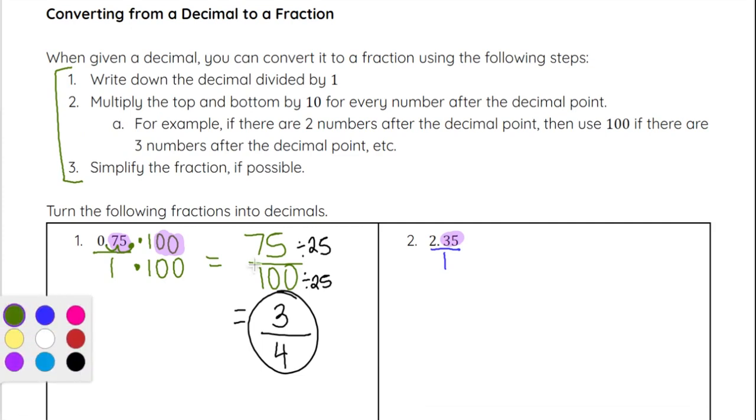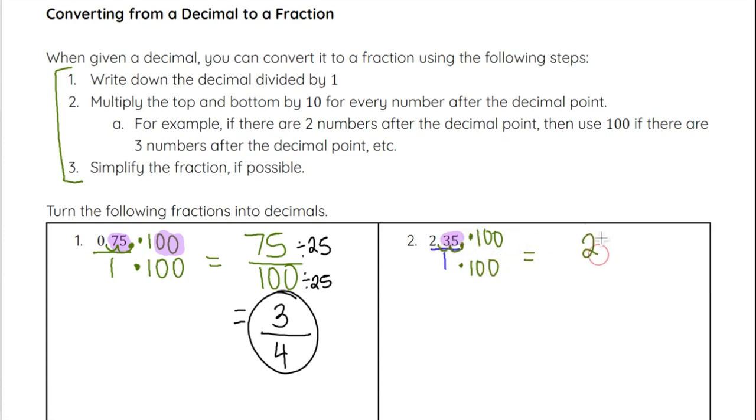So just like on the last one, we are going to multiply the top by 100 and the bottom by 100, because that's going to move the decimal point to the right 2 spaces to give us 235 on top and then 100 on bottom. Now, once we've done that, again, just like on the last one, we want to see what can both of these be divided by.